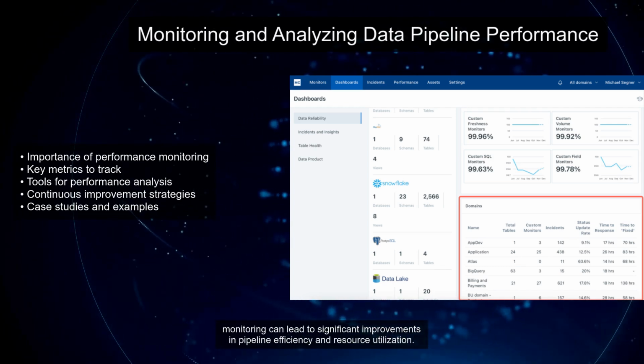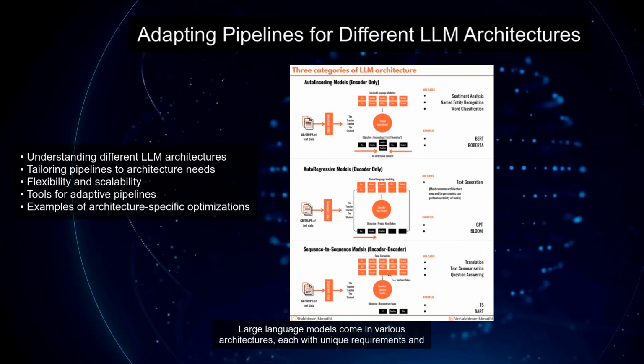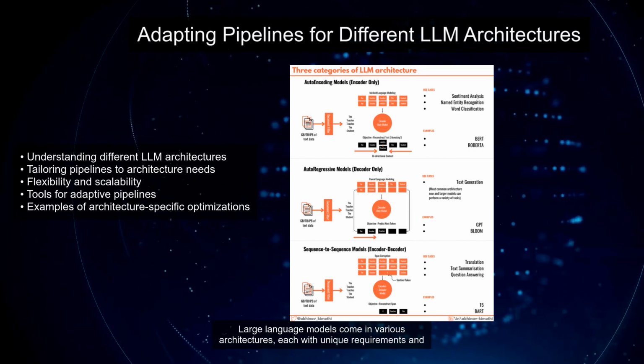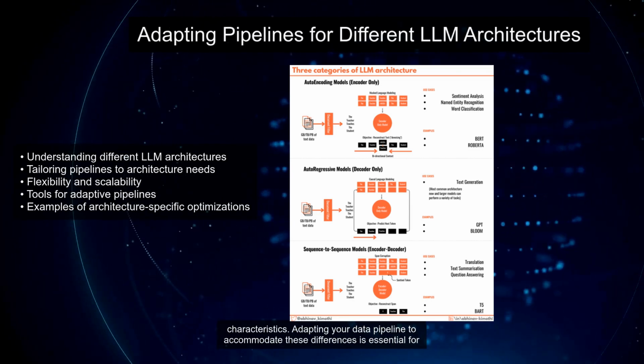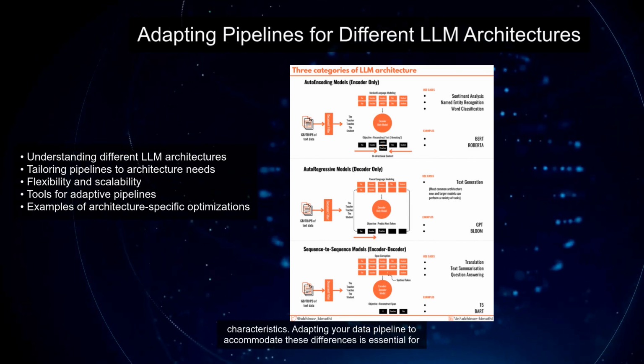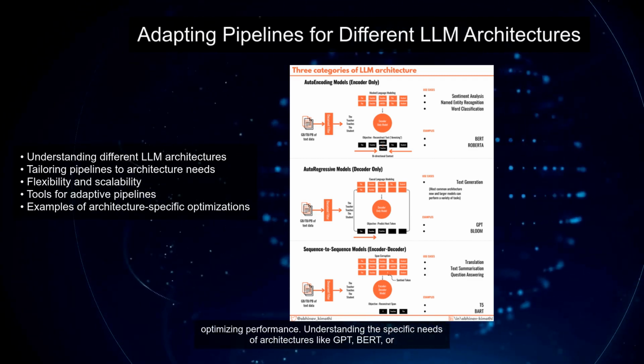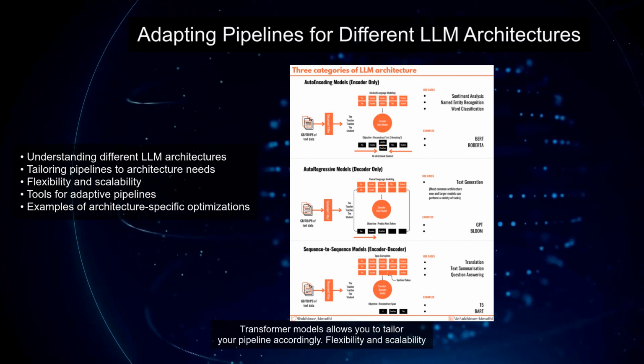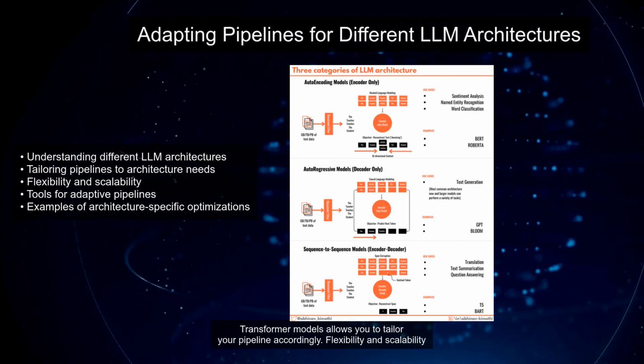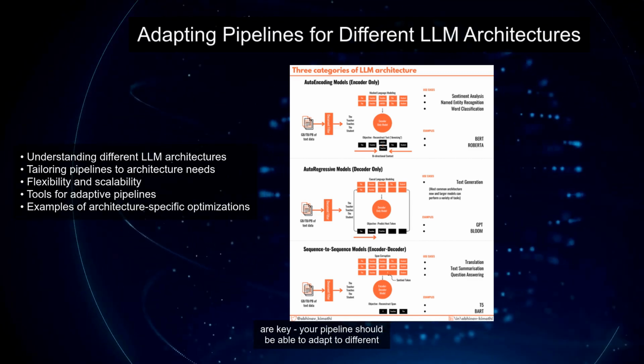Large language models come in various architectures, each with unique requirements and characteristics. Adapting your data pipeline to accommodate these differences is essential for optimizing performance. Understanding the specific needs of architectures like GPT, BERT, or transformer models allows you to tailor your pipeline accordingly. Flexibility and scalability are key.